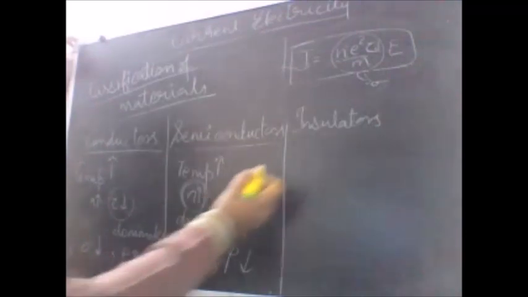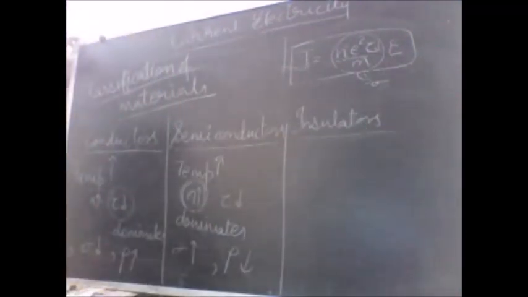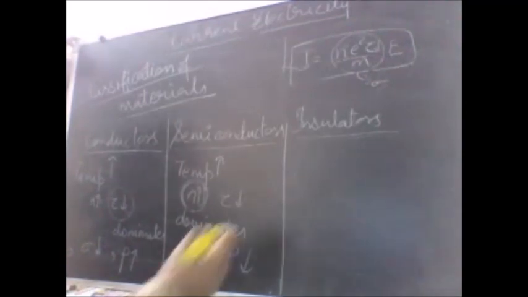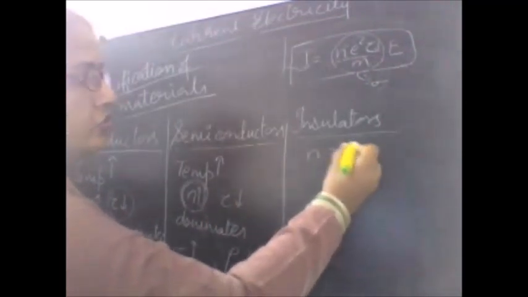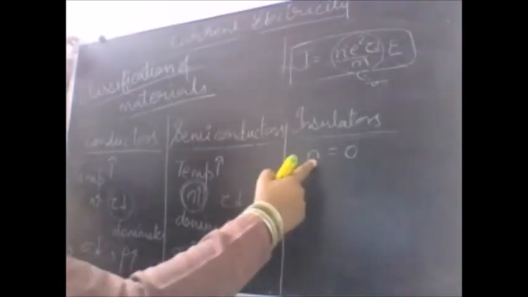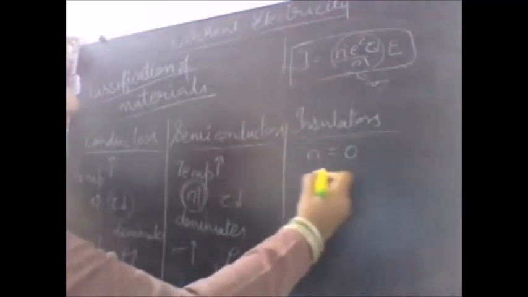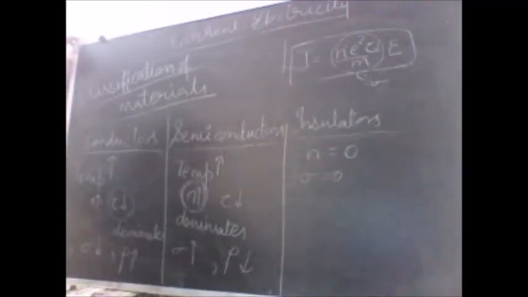What about the insulator? Insulator, we don't have any free charge. That means N is 0 even if we increase the temperature. So initially N is 0, finally also N is 0. So look at this formula. Isn't that conductivity is 0? So in the case of insulator, conductivity becomes 0 with one exception there. That is the case of carbon.